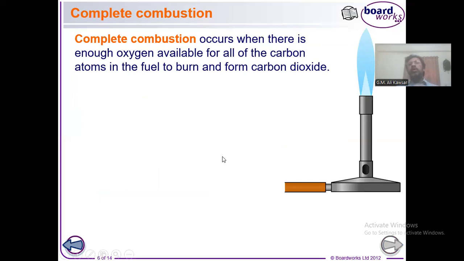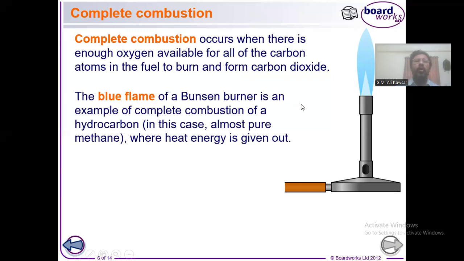Now, combustion reaction is basically of two types. The first type is complete combustion. Complete combustion happens whenever any substance reacts with oxygen in the presence of excess oxygen. Whenever the amount of oxygen is in excess, that reaction can be considered a complete reaction. Here we see the flame. Whenever a Bunsen burner is burned, we see a blue flame. This part of the blue flame is actually due to complete combustion.